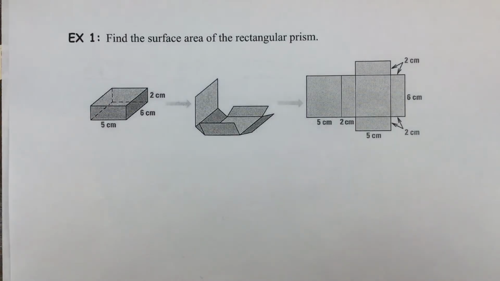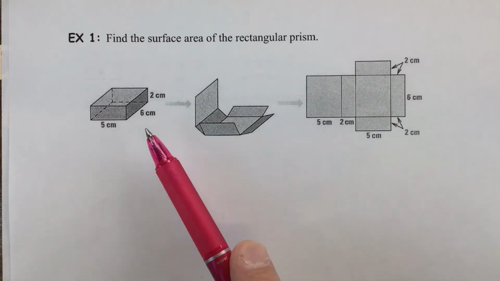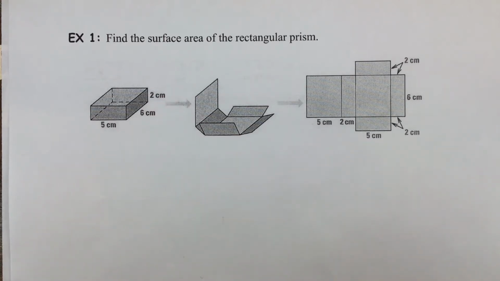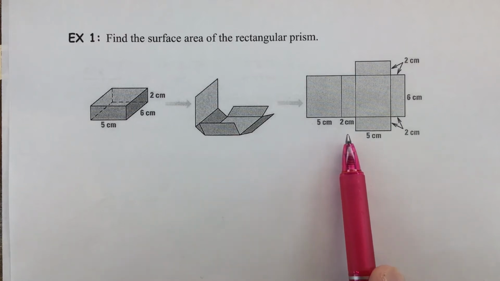For example 1, we're going to find the surface area of a rectangular prism. What we have first is a picture of the rectangular prism as it would exist. We do have all the dimensions. We have a width of 5, we have a depth of 6, and we have a height of 2. The other pictures are going to demonstrate how we could imagine breaking this figure apart and laying it flat. This would be a picture of it partially opened, and this would be a picture of it laying completely flat.